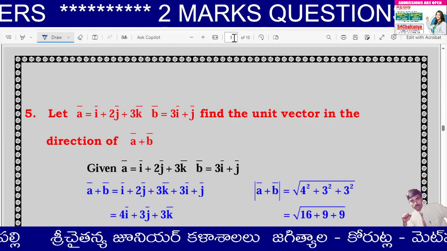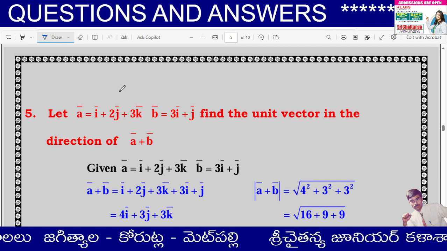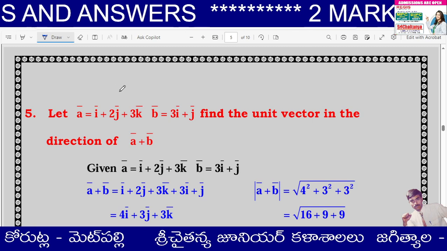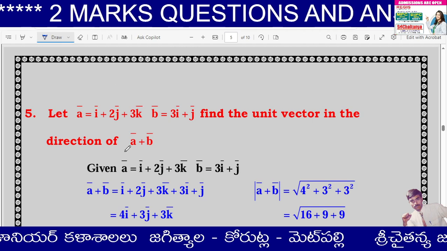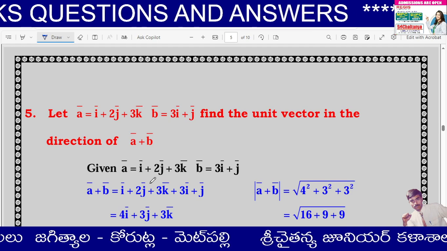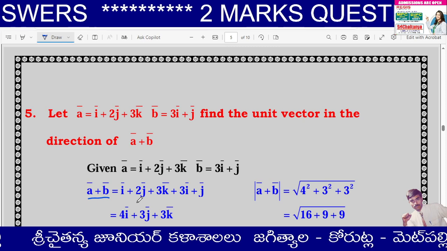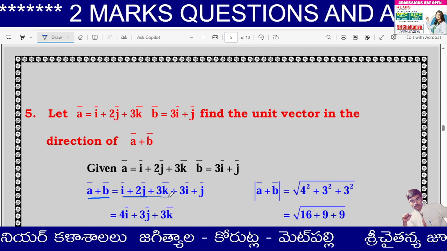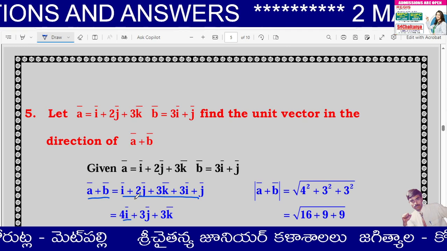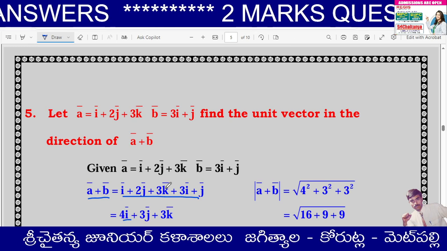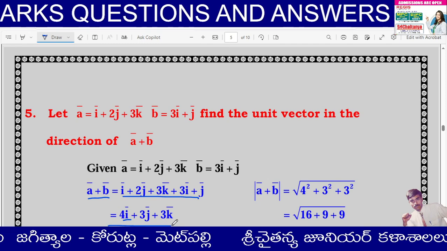Next question: A is equal to i plus 2j plus 3k, B is equal to 3i plus j. Find the unit vector in the direction of A plus B. First find A plus B, the addition of two vectors. 1i plus 3i is equal to 4i. 2j plus j is 3j, and 3k equal to 3k. Now A plus B is equal to 4i plus 3j plus 3k.